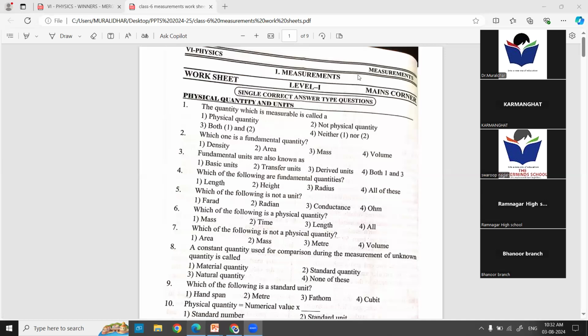We did this in the classroom last class, Tuesday. Anyway, I'll do it now. 10 minutes time is there, we'll do it now, okay? See the first question.